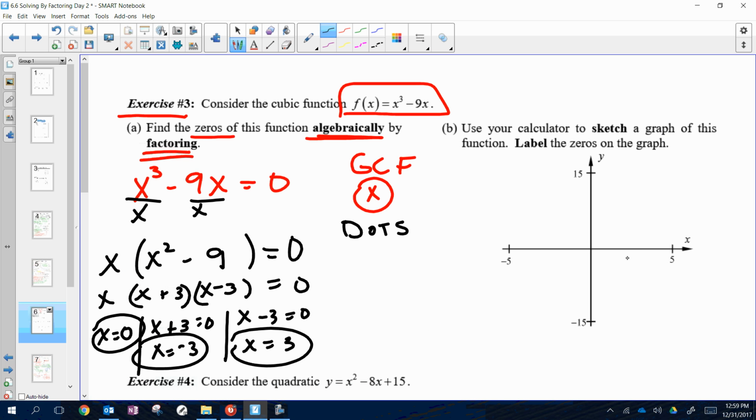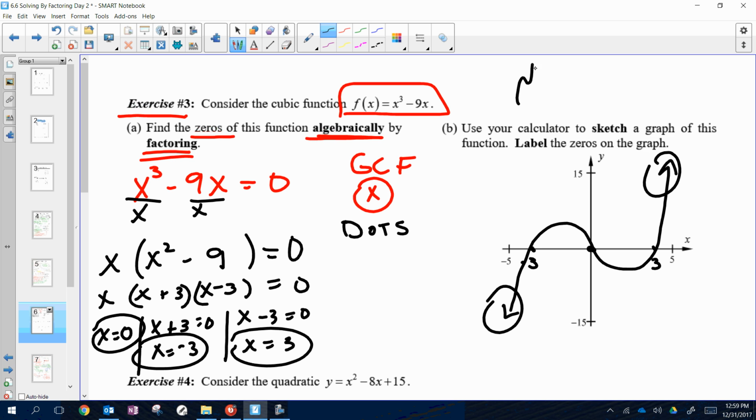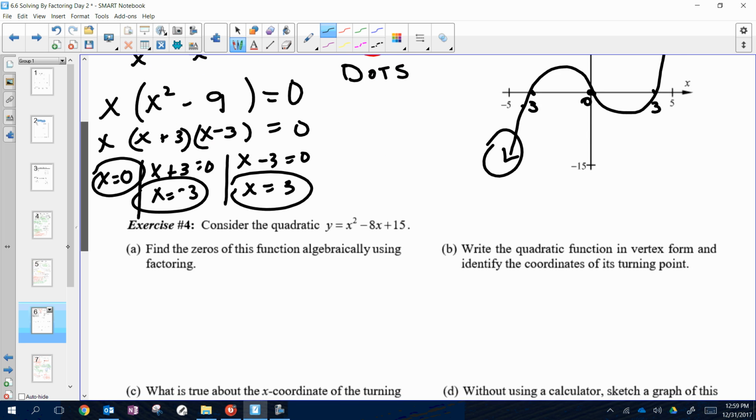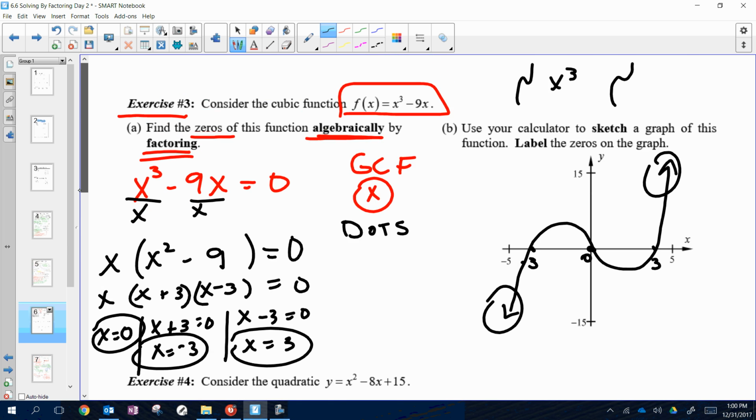I'm also remembering, here's a 0, negative 3, positive 3. I'm also remembering some talk we had earlier, in my class anyways, that these tails go one up and one down on a cubic, just like the general shape of x cubed, which doesn't really have that dip in it. Okay, so anyways, there's my graph, labeling the zeros, negative 3, 0, and 3. Oh, that's all I had to do with that. I was just confirming it.